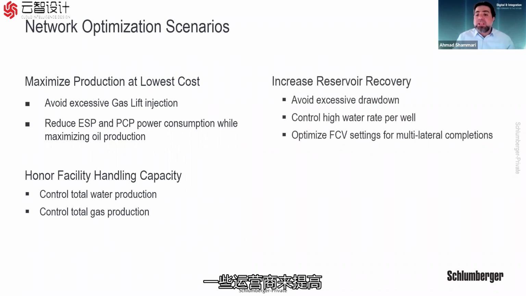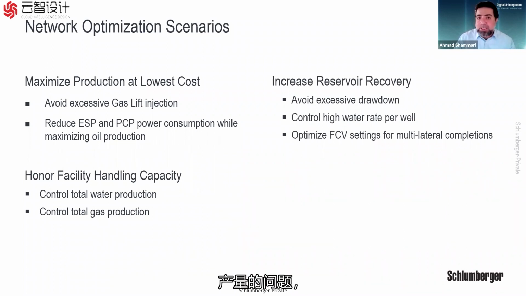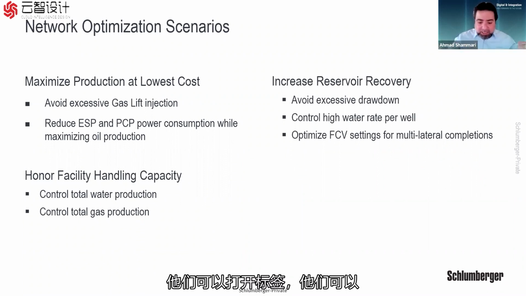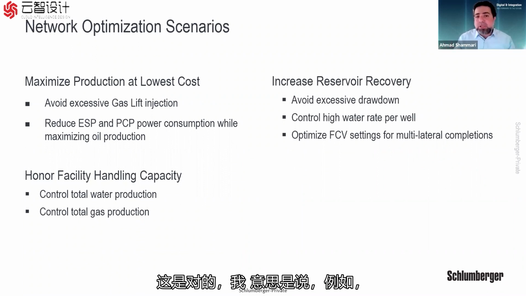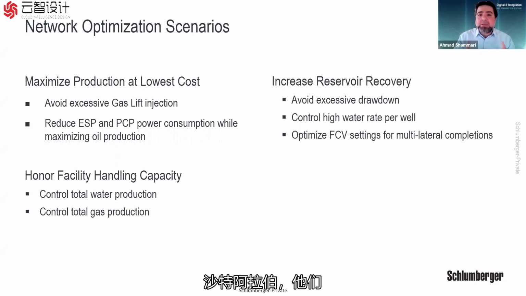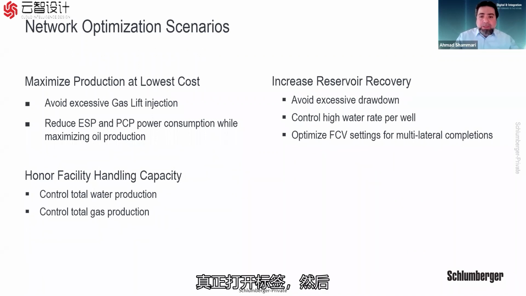Some operators need to increase reservoir recovery. This is their main objective. Okay, it's not really about how to maximize oil production. There are many national oil companies. They can open the taps. They can literally open all the chokes and produce. For example, Saudi Arabia has excess capacity of more than 2 million barrels per day. More than that, okay? So they are able to actually open the taps and produce an additional 2+ million barrels per day.